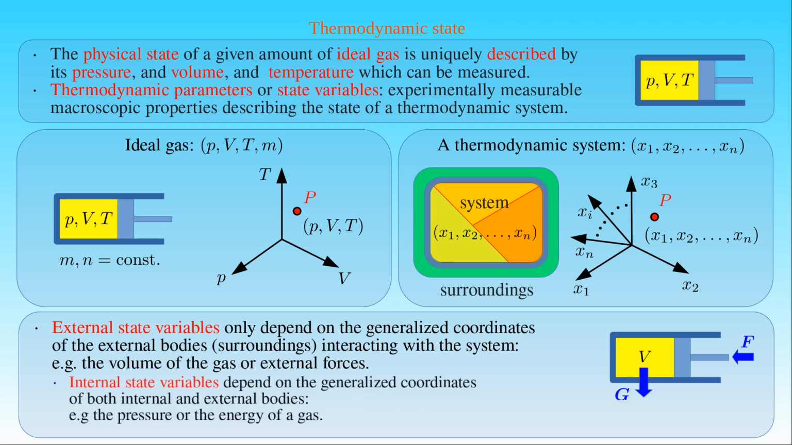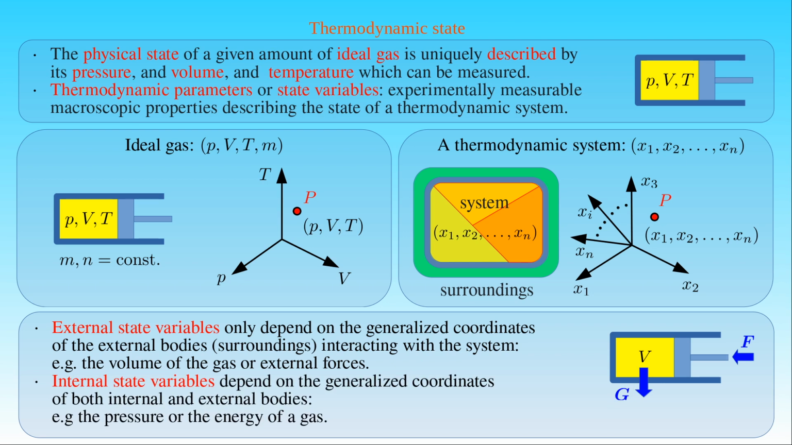Internal state variables depend on the generalized coordinates of both internal and external bodies. The pressure of a given amount of gas depends on both its temperature and volume, where the temperature is another internal state variable and the volume is determined by external parameters. Therefore, the pressure is an internal state variable determined by both internal and external coordinates.